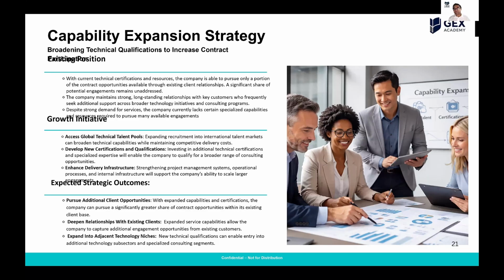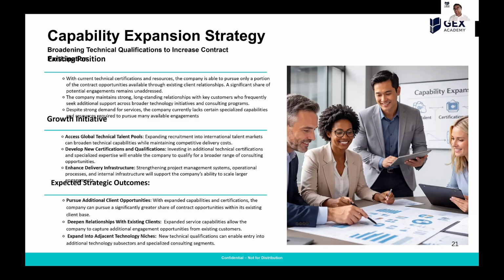The second expected outcome is deeper client relationships, right? So as TechNova expands its capabilities, clients may increasingly view the company as a broader strategic partner, right? Capable of supporting a wider range of initiatives. So that's a very, very important outcome.